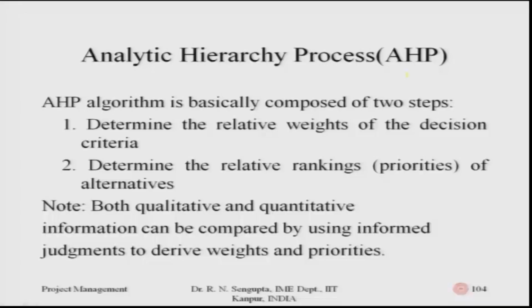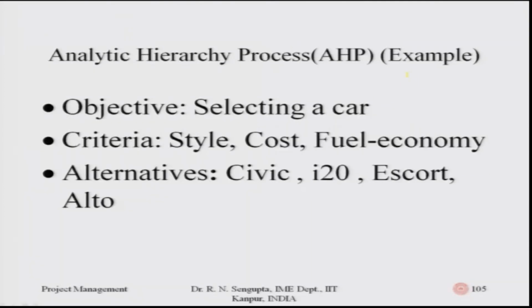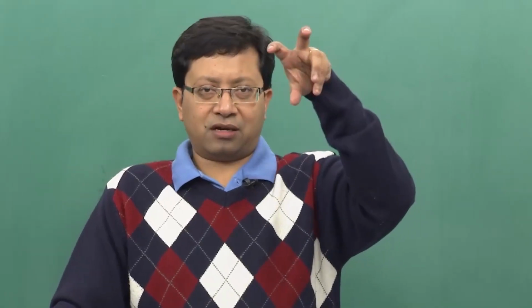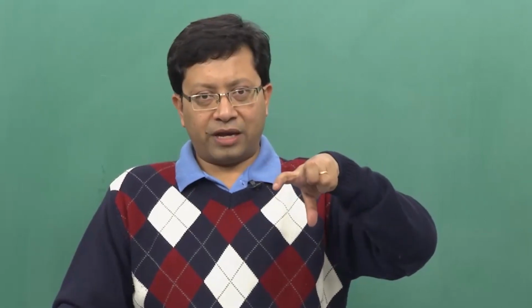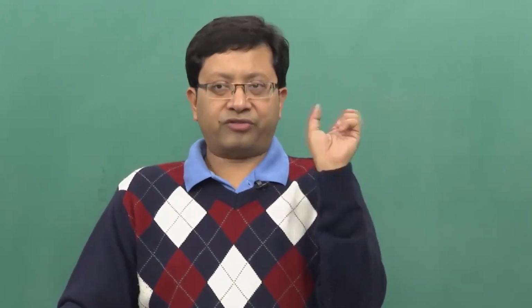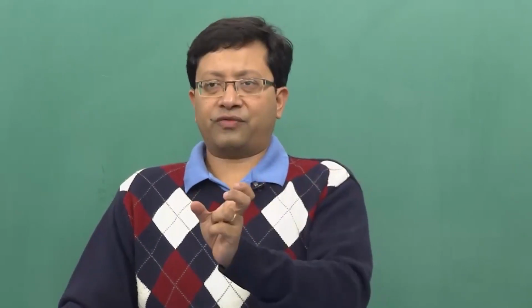Note that both qualitative and quantitative information can be compared by using informed judgment to derive the weights and make the decision accordingly. Now, the second problem which I just mentioned: the objective is to select a car, and the criteria are style, cost, fuel efficiency. If you consider these 3 points, style, cost, fuel economy, they are one hierarchy. Your actual decision is to buy the car, and what type of car you buy depends on the 3 characteristics, which are style, cost, fuel economy.